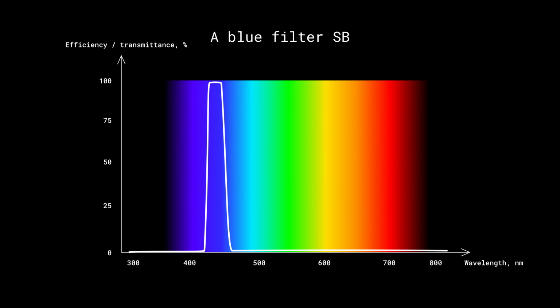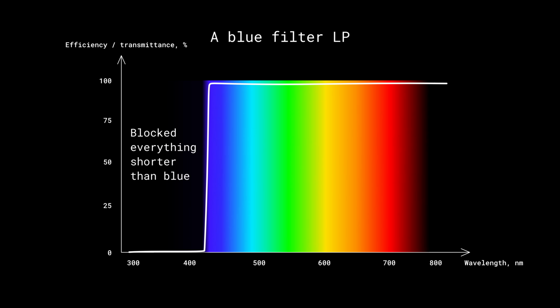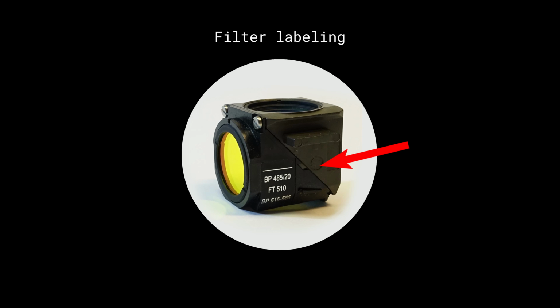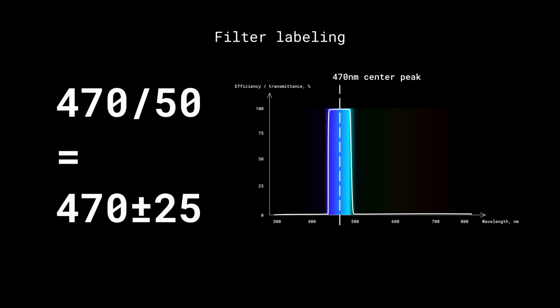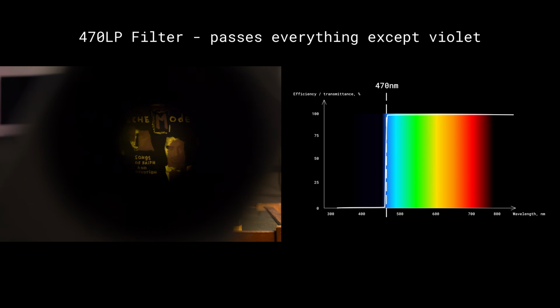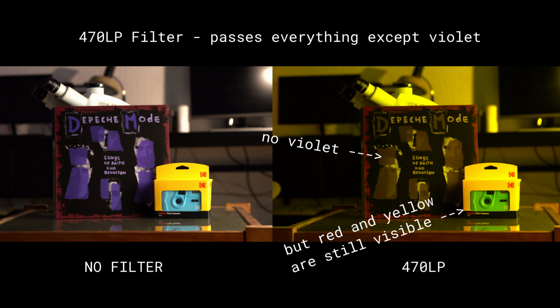A blue filter can be short band, called SB, letting only blue through, or long pass, letting blue and everything longer, green, yellow, red, through. Filters are labeled like 470/50, meaning a central wavelength of 470 nanometers with a 50 nanometer bandwidth. 470 LP means a long pass filter that transmits everything above 470 nanometers.